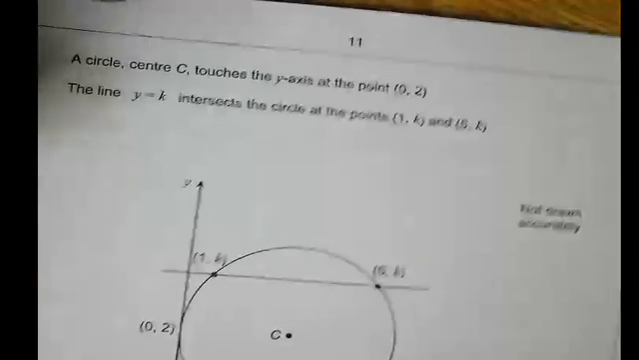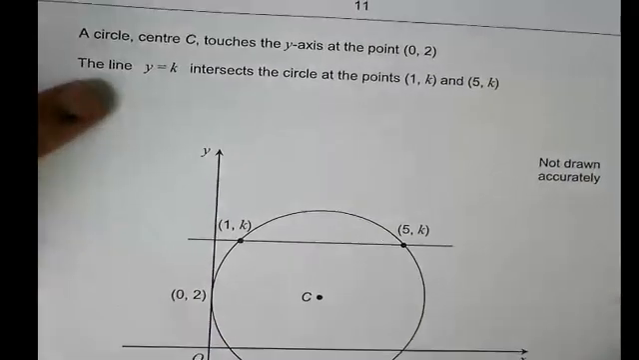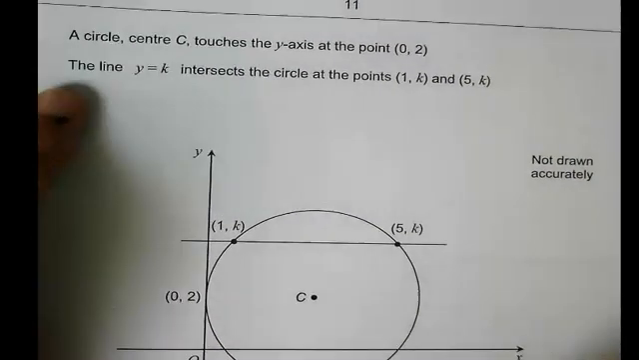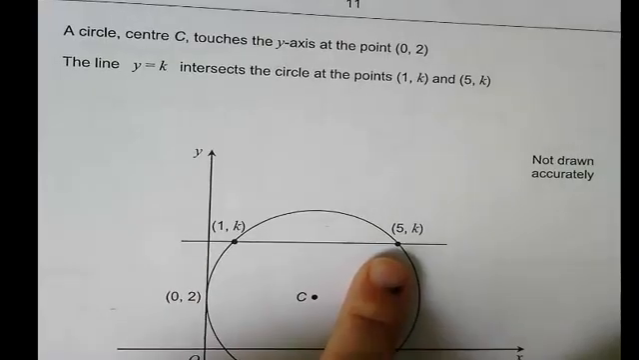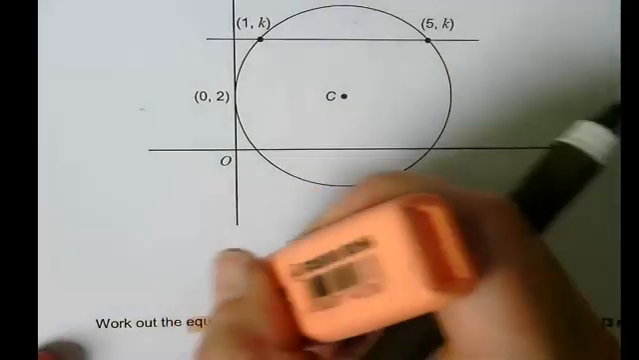Question 11. A circle centre C touches the y-axis at the point (0, 2). The line y equals k intersects the circle at the points (1, k) and (5, k). Work out the equation of the circle.